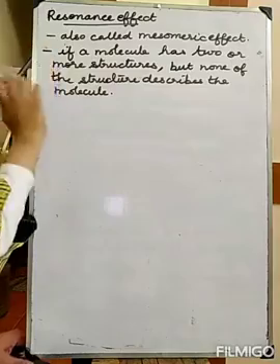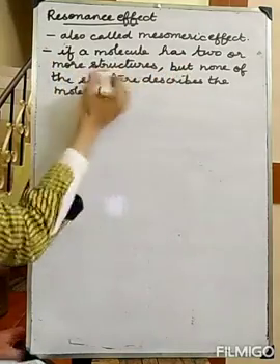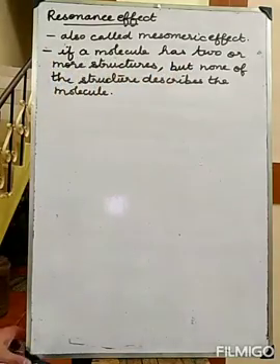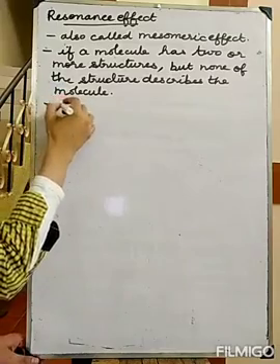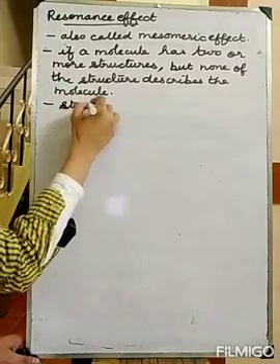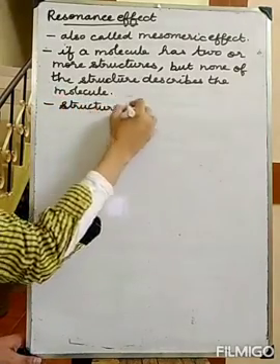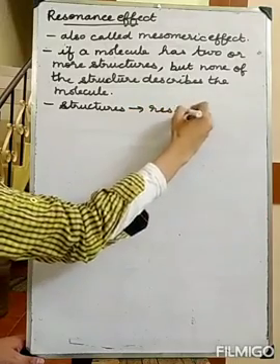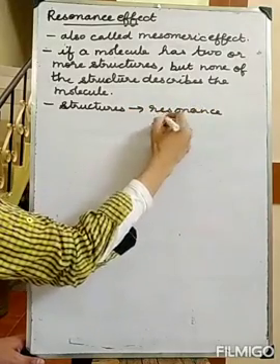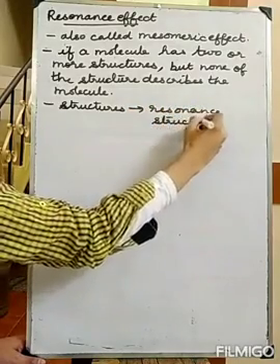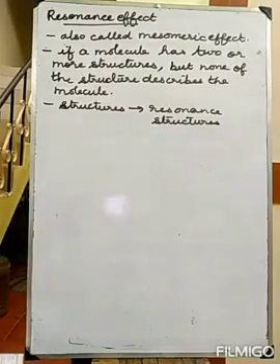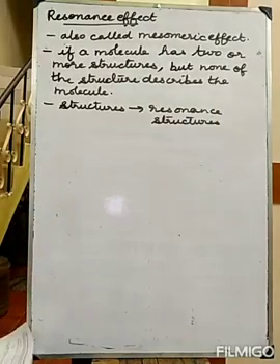So the first line alone you will see: the molecule has two or more structures. The same molecule but it will have many structures. Okay, so those structures are called as resonance structures. What it is called? Resonance structure. Very good, Aditya. Called as resonance structures.